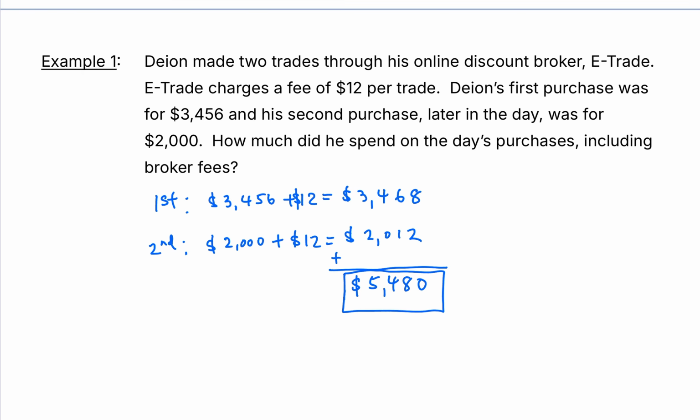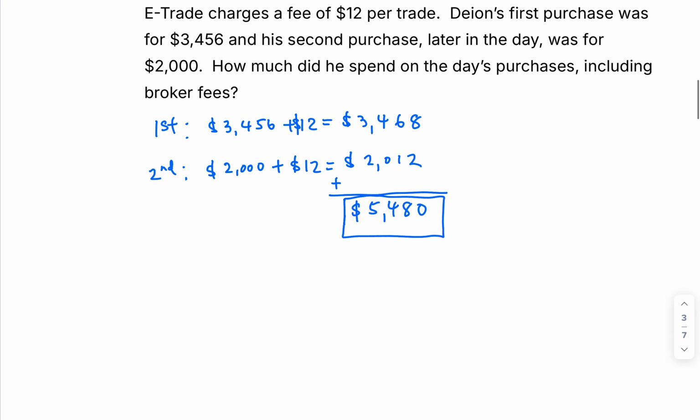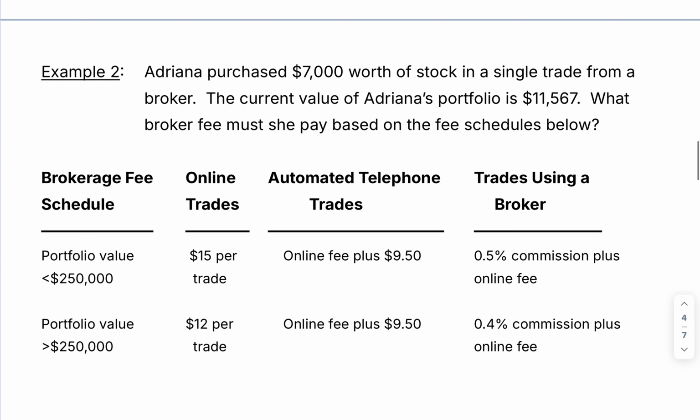Okay, so hopefully that made sense. It's pretty straightforward. You just take the total of what he purchased plus adding the $12 for each of the trades, and that is what he spent in total for the day. Okay, so let's move on to example 2.